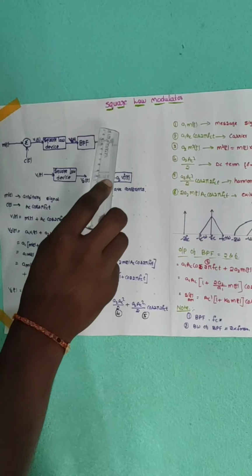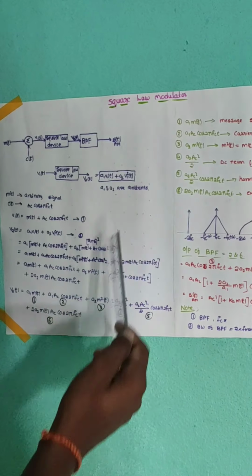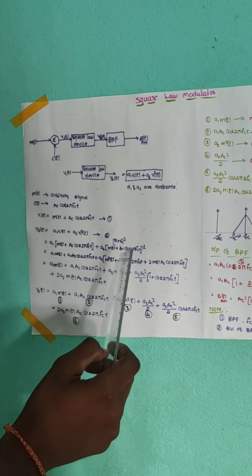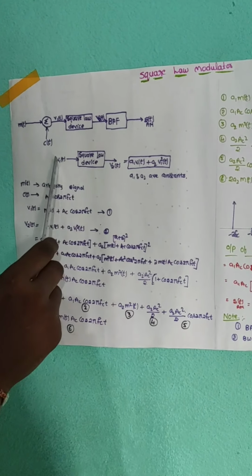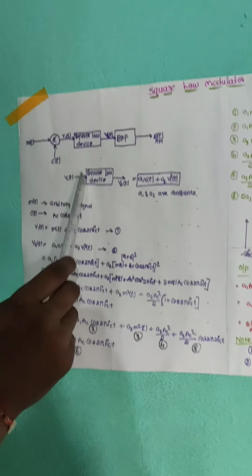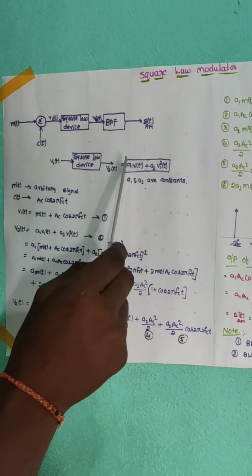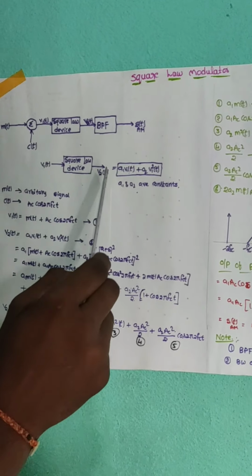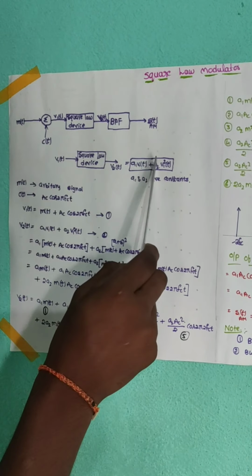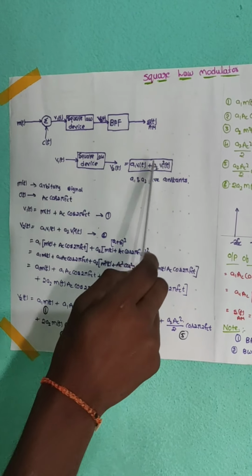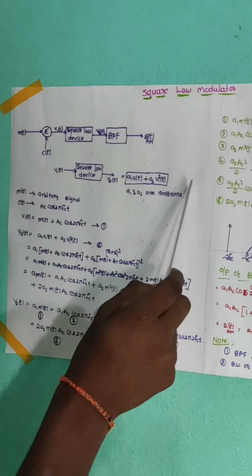Today I am explaining about the square law modulator. The square law modulator mainly has a square law device. Here V1 of t is the input of the square law device, and V2 of t is the output of the square law device. V2 of t is equal to A1 V1 of t plus A2 V1 square of t. Here A1 and A2 are constants.